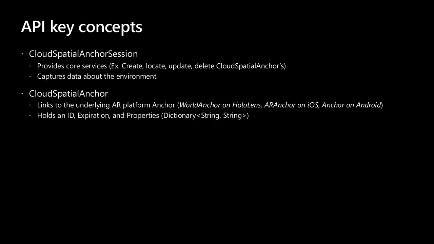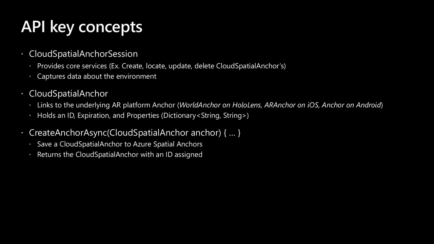Next, we have the anchor. And the really key thing I want to call out here is that it links to the underlying AR platform anchor. So if you're writing a HoloLens app and you have a world anchor, you set that as a property on the Cloud Spatial Anchor. Or if you're on iOS, you use an AR anchor or on Android an anchor. So you don't have to do any conversion math. You just set the anchor that you're used to working with on the platform of your choice as a property on our Cloud Spatial Anchor object. Next, it holds a unique ID, an expiration date, and a bag of properties.